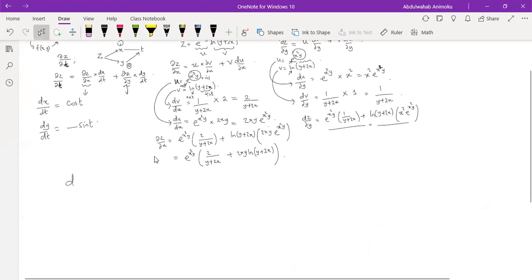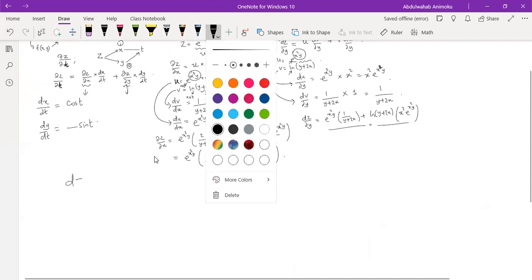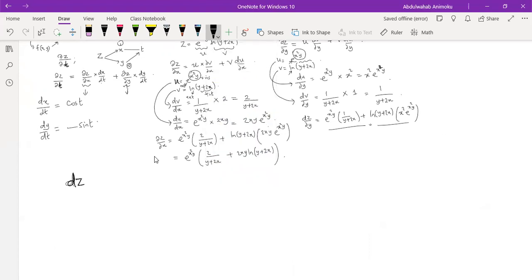Now, you are ready to put everything we have all together into one, right? So what do we have? We are looking for what? So don't forget what we are looking for. We're looking for del z del t. And we said this was what? Del z del x times dx dt plus del z del y times dy dt. So let's put things together.